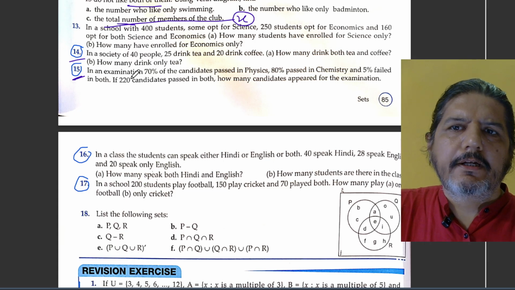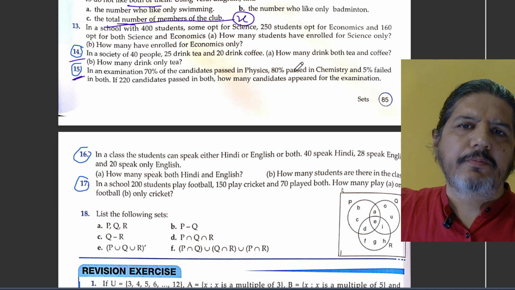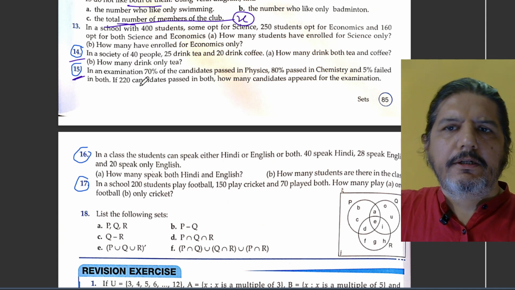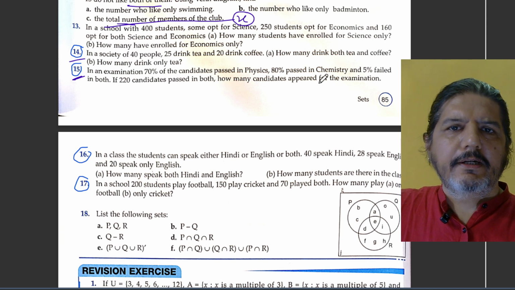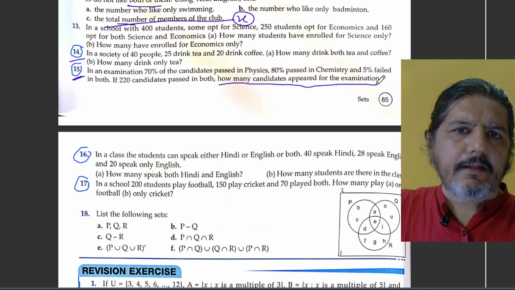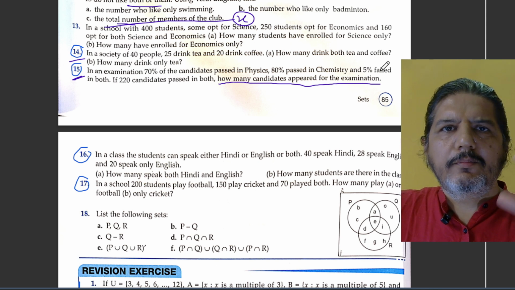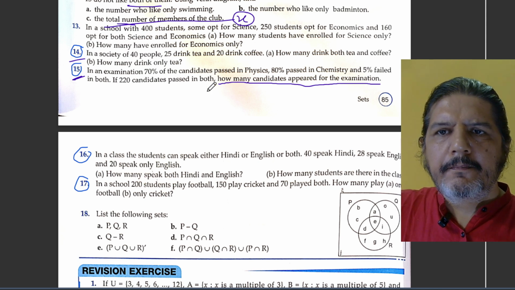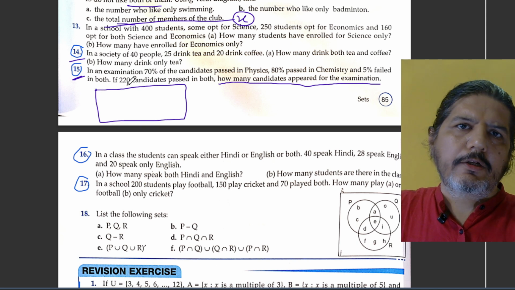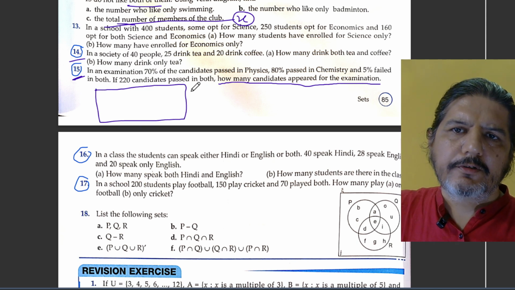So question number 15: in an examination, 70% of the candidates passed in physics, 80% passed in chemistry, 5% failed in both, and 220 passed in both. How many candidates appeared for the examination? So basically, at the end of the question, we require the total number of students who had appeared for the examination. So just to illustrate how we will go about doing the question, this would be my universal set.